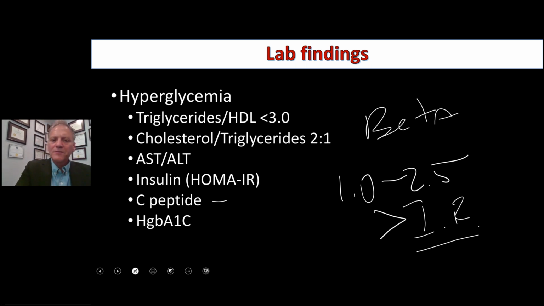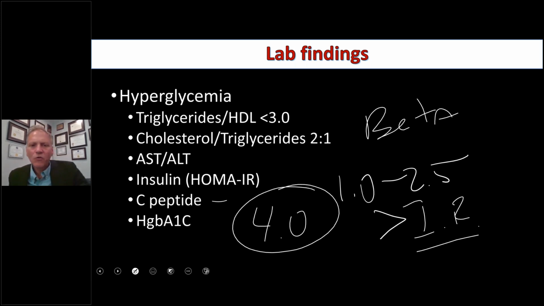So if somebody comes out and let's say their C-peptide is 4.0, then we know two things, it's good and bad. It's bad because the pancreas is working way too hard, but the good news is it still can work that hard. In this case, their blood sugar is going to turn around faster because they have a relatively healthy pancreas.